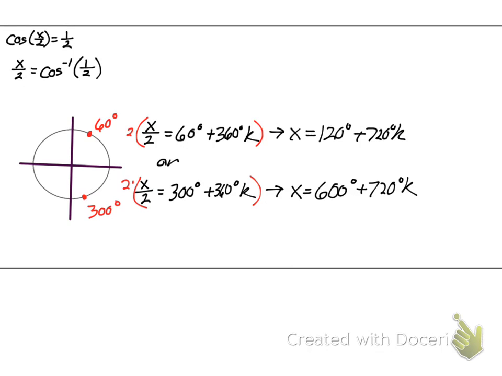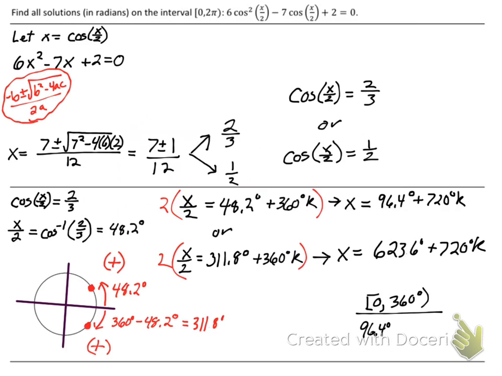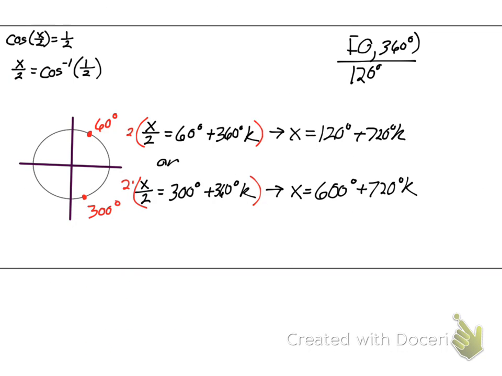Because once again, we're going to look at numbers between 0 and 360 degrees. Well, we know 120 is between there, so that's fine. If I add 720, that's 840. I don't think that's less than 360. If I subtract 720, that doesn't work either. That's my only answer for that one. So in short, we only came up with two answers, 96.4 and 120. So our complete answer is going to be 96.4 degrees and 120 degrees.